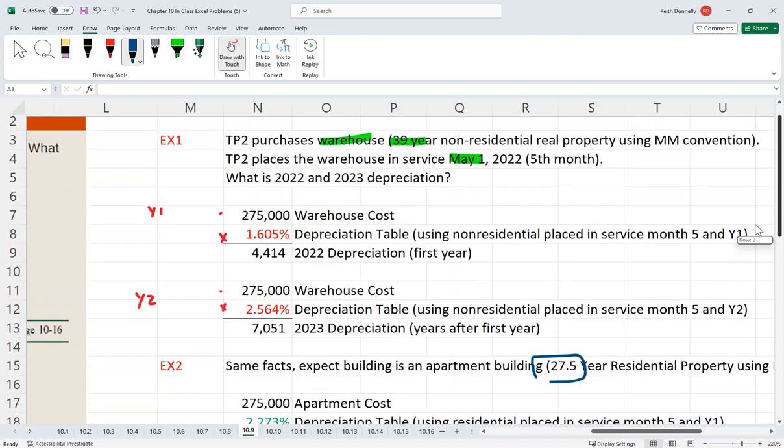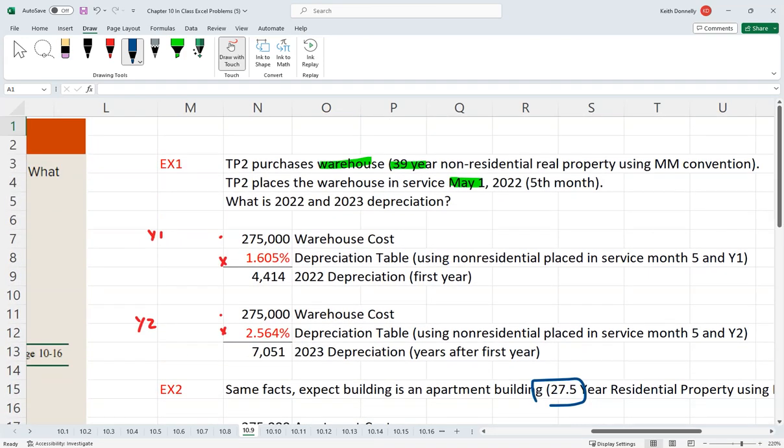If it was an apartment building, 27.5, you can see we just snag the numbers from the table there. So again, if you're looking at a real property depreciation question, what are some things to consider? Is this residential or non-residential? That tells me what table. What month did I place it in service? Because that tells me how to use the table. Right here it was May. May is January, February, March, April, May, 5th month. We're going to use the number 5.